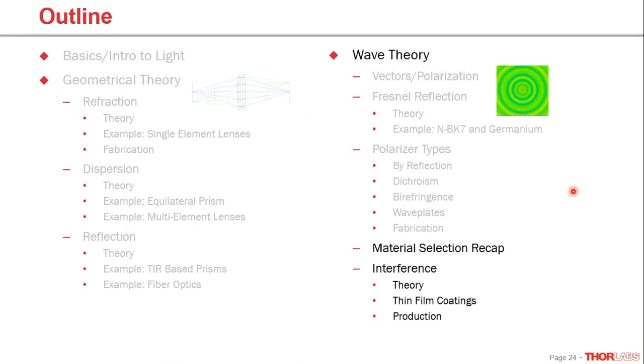So just to remind ourselves where we're at this point. We've covered the basics, we've touched on geometrical theory, we've hit on some of the components of wave theory and gotten through our polarizer types. And before we jump into interference, I would just like to touch on some of the highlights of what we've learned about material and what would help us in choosing the right material for the application or need that we have.